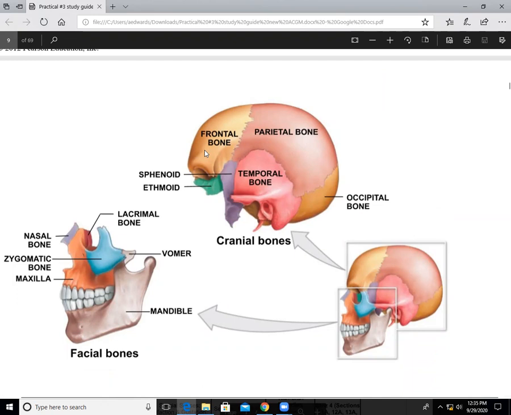So forehead, that's the frontal bone. More of the top back part of your head is the parietal bone. Bottom back of your head is the occipital bone. The sides of your head, where your ears are, is the temporal bone. Between your frontal and your temporal bone, you see a bit of the sphenoid bone, but you get a better view when you actually open the skull. Also you have the ethmoid bone up here, forming part of the orbit of your eye.